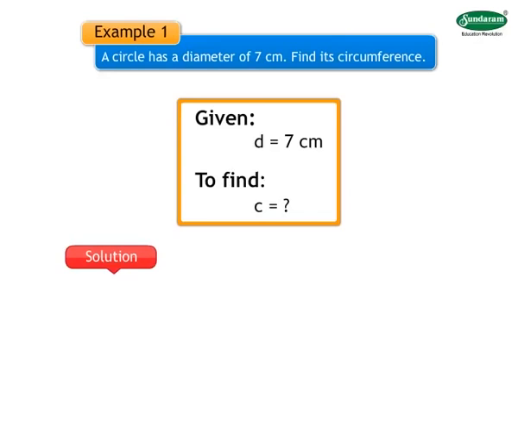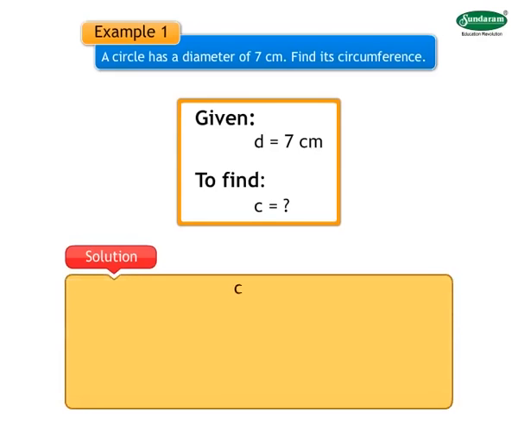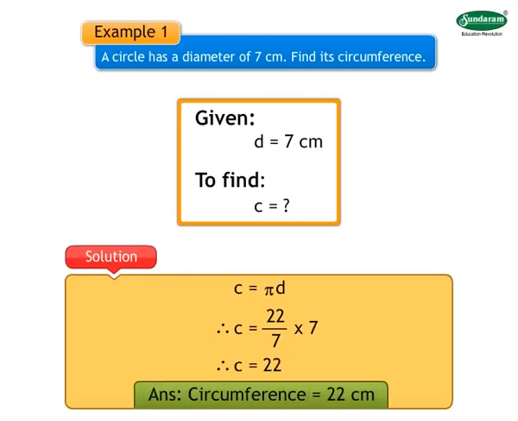In the above example, diameter is given. So we will use the formula C is equal to pi into D, where pi is equal to 22 upon 7. Therefore, by substituting the values of diameter and pi, we get C is equal to 22 upon 7 into 7. Now, cancelling 7, we get C is equal to 22. Answer: circumference is equal to 22 cm.